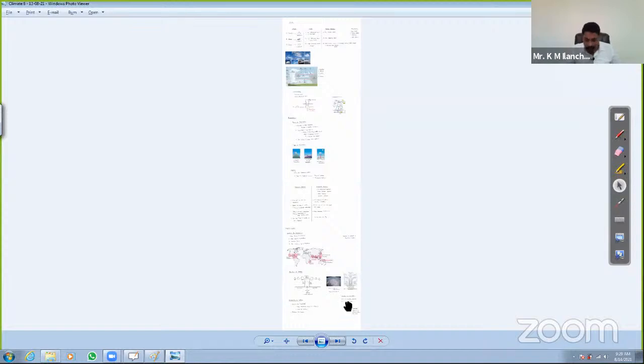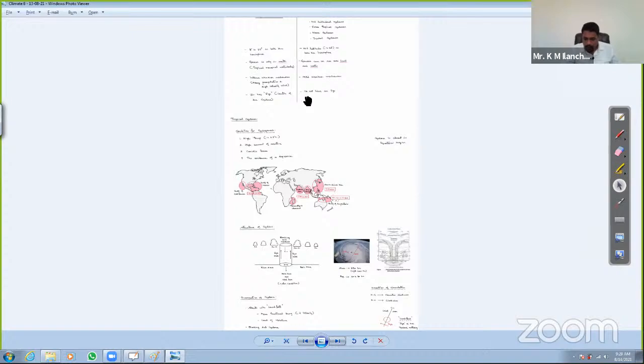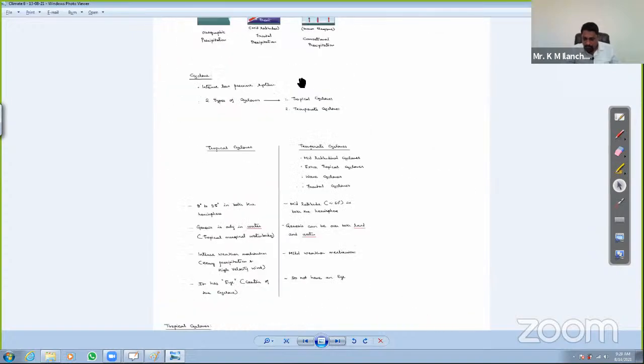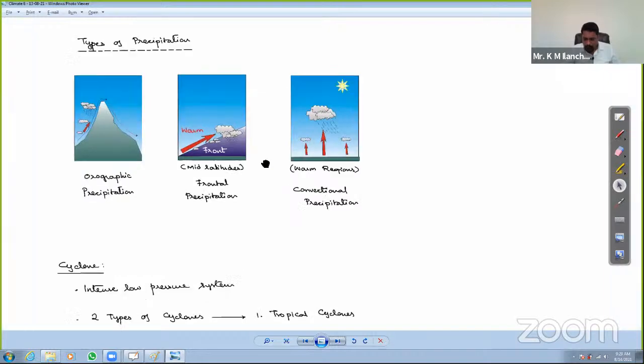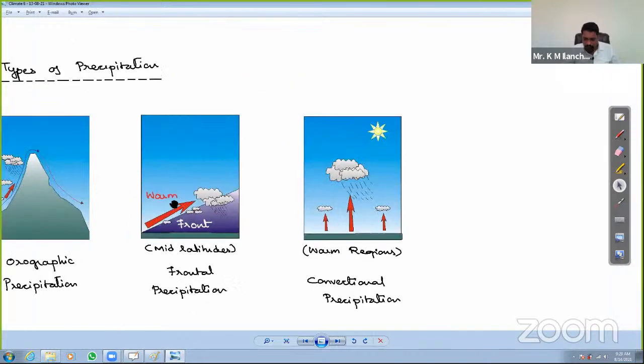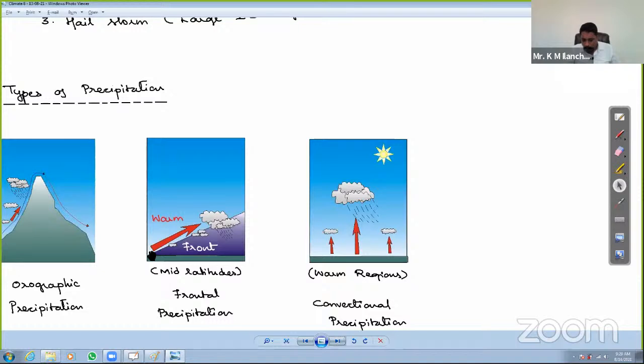Even yesterday's class, we were talking about frontal precipitation, if you remember. I told you, right? What you will be having is a cold front. Over this front, the warm air mass rises, somewhere here. Now, see this phenomenon that I was explaining.